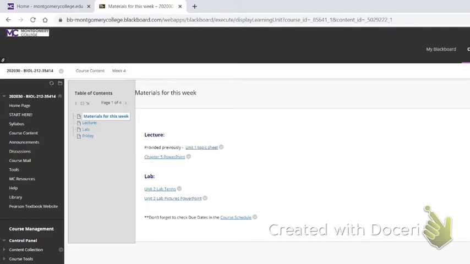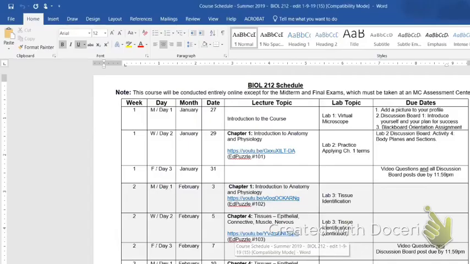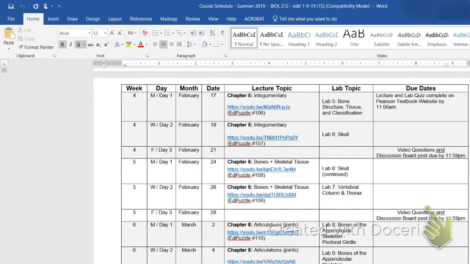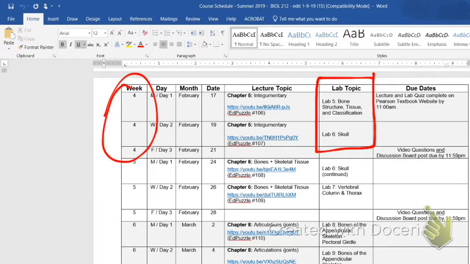So my thought is, let's pretend it's week 4. The first thing I would do if I were a student is I would go to the course schedule, go down to week 4, and I would just check out here in week 4 what the lab topics are going to be that I'm supposed to get done. Okay, and I can see we got bone structure and whatnot, general bone stuff, and then I also am supposed to be starting the skull.